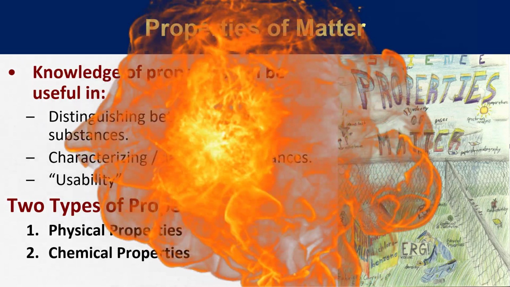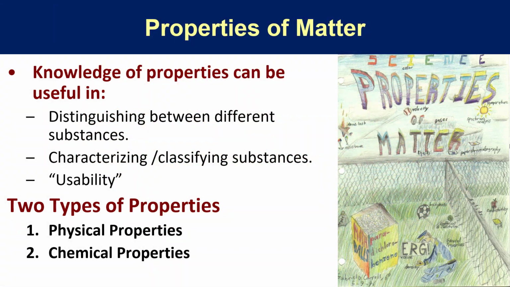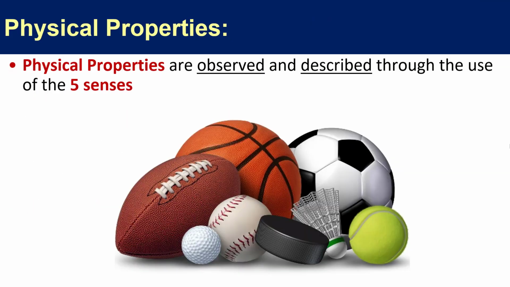So there are two types of properties that you probably already know about from other science classes. They are your physical and chemical properties. So let's dive into physical properties first.